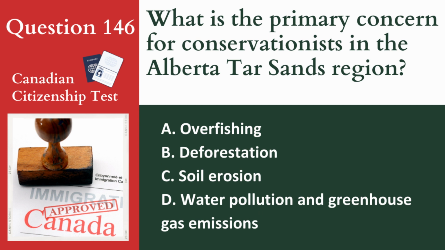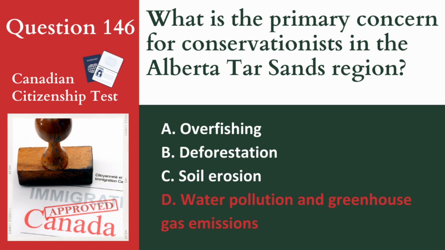Question 146. What is the primary concern for conservationists in the Alberta tar sands region? A. Overfishing. B. Deforestation. C. Soil erosion. D. Water pollution and greenhouse gas emissions. Answer D. Water pollution and greenhouse gas emissions. The Alberta tar sands are a significant source of oil production, which has raised concerns about water pollution and high levels of greenhouse gas emissions.